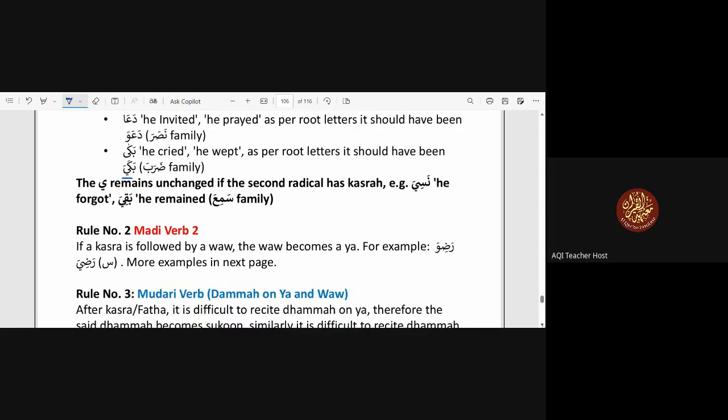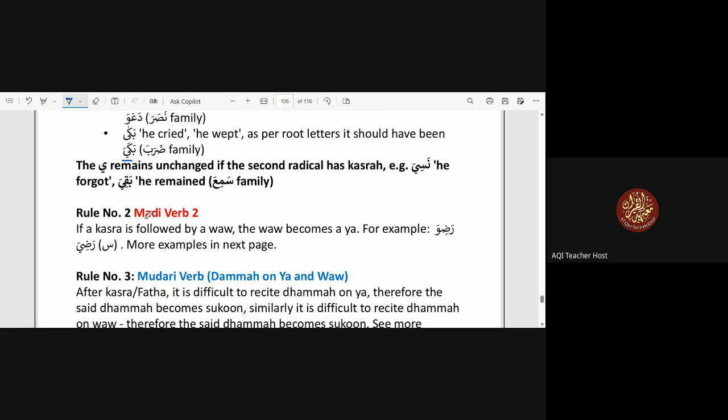The second rule, which is also in the Madi verb, says that if a kasra is followed by a waw, the waw becomes ya. For example, radiwa. You can see there is a kasra and after that a waw. So for easy pronunciation, this waw will change to ya. So it will become radiya, which is Samia family. So these two rules: the first one is about fatha and the second rule is about kasra.